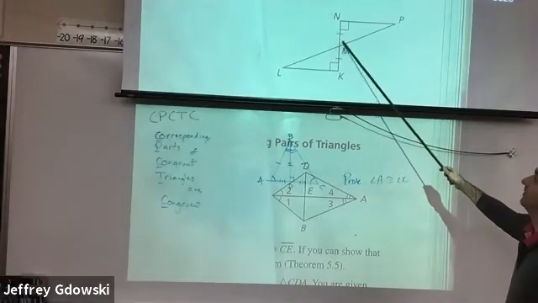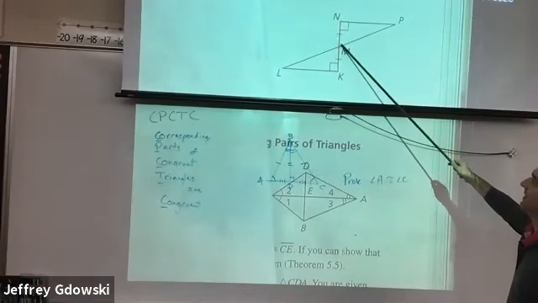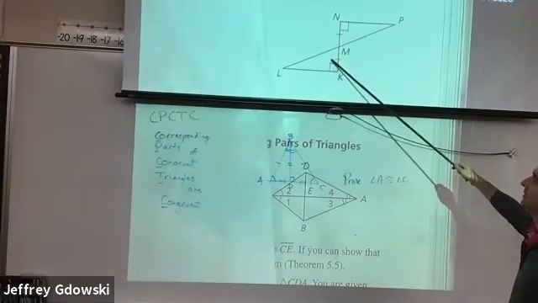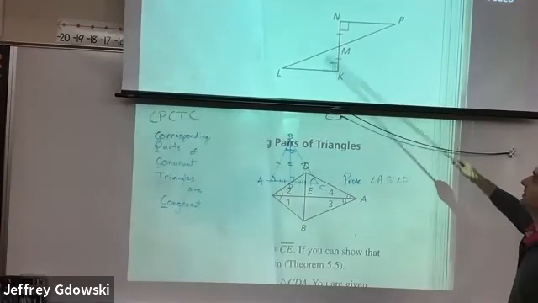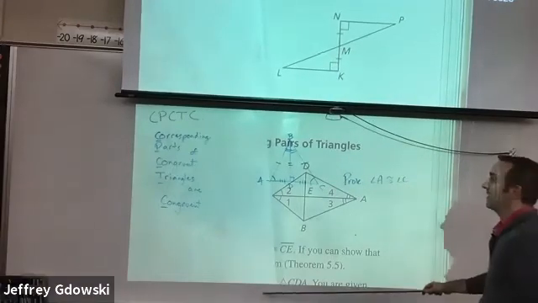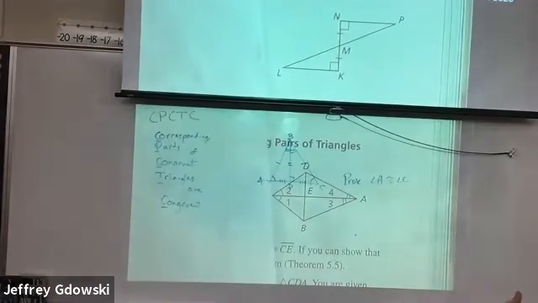We have vertical angles here and right angles congruent. So ASA means the triangles are congruent. Once I know the triangles are congruent, then I can say CPCTC, these two things have to be congruent as well, because those are their corresponding sides, and they have to be congruent in congruent triangles.